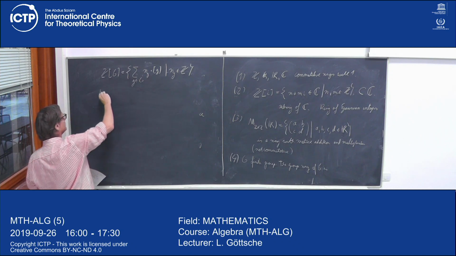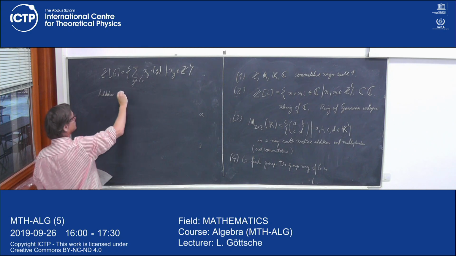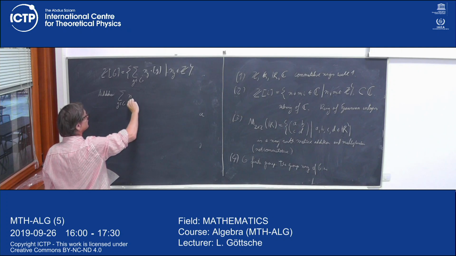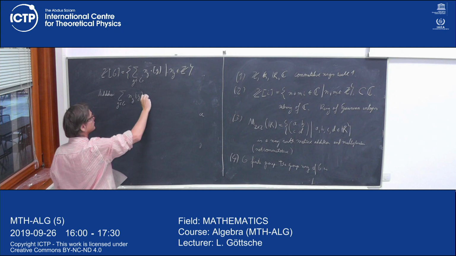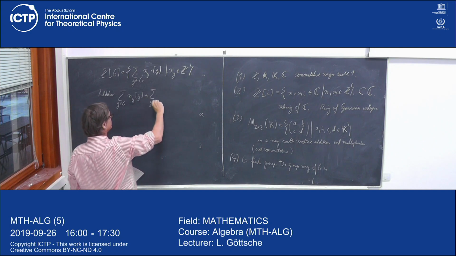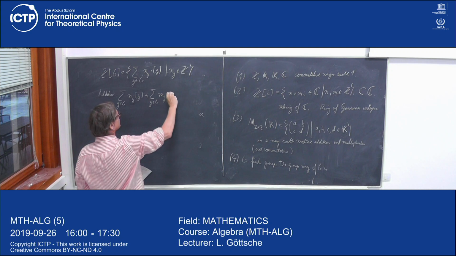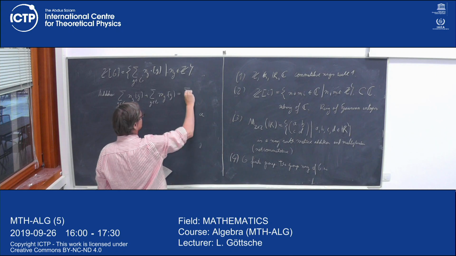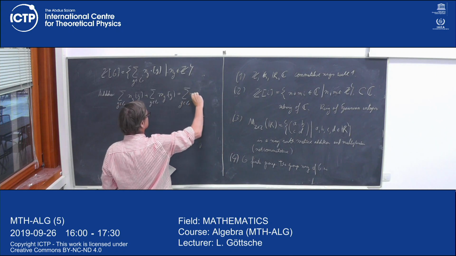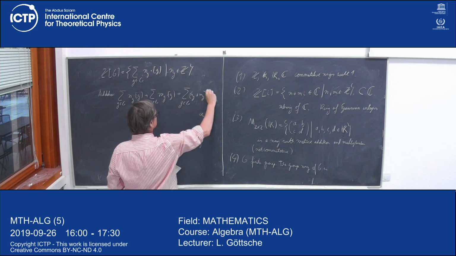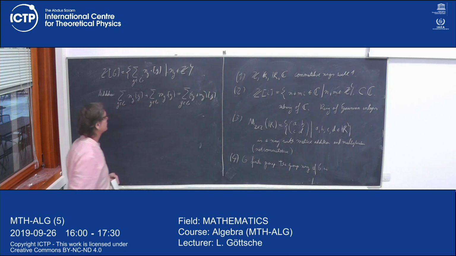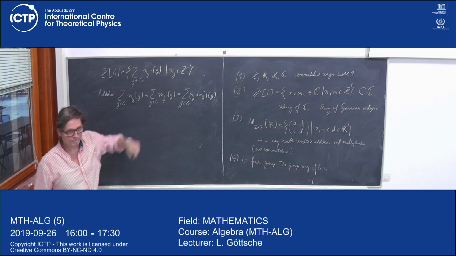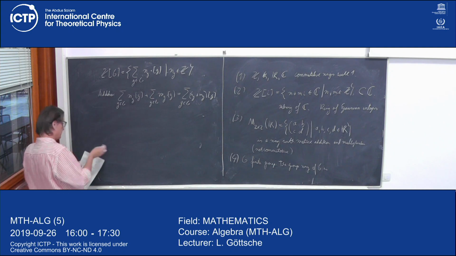So addition: the sum over g in G of n_g times g, plus the sum over g in G of m_g times g. This is just take the sum. So that's trivial, but to get an interesting multiplication, we use the group structure of the group to define the multiplication.